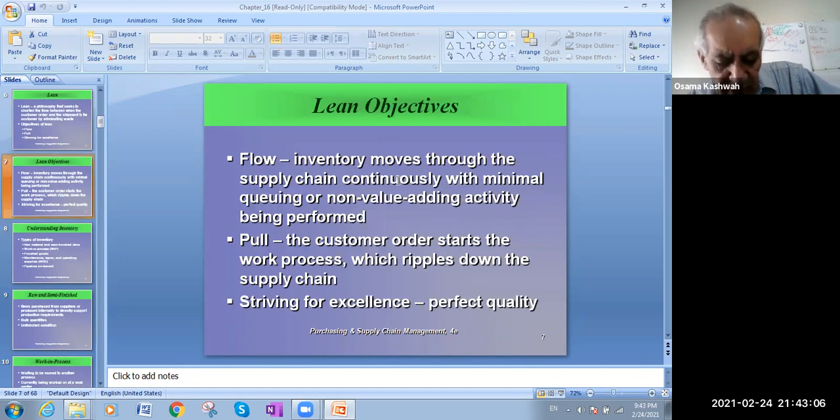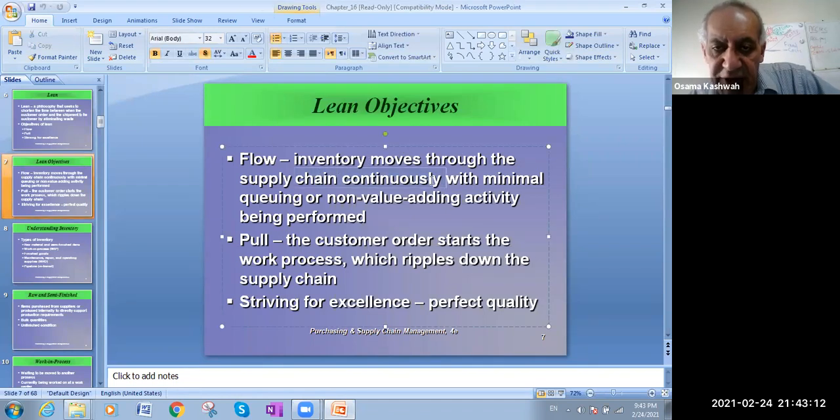So what do you mean by lean? Lean objectives in inventory: flow. Inventory moves through the supply chain continuously, with minimal queuing or lining. Queuing means lining up, or non-value adding activities being performed. So if there is use for this inventory, that's fine. But don't put in or increase the inventory when you have no use for it. We are not using it.